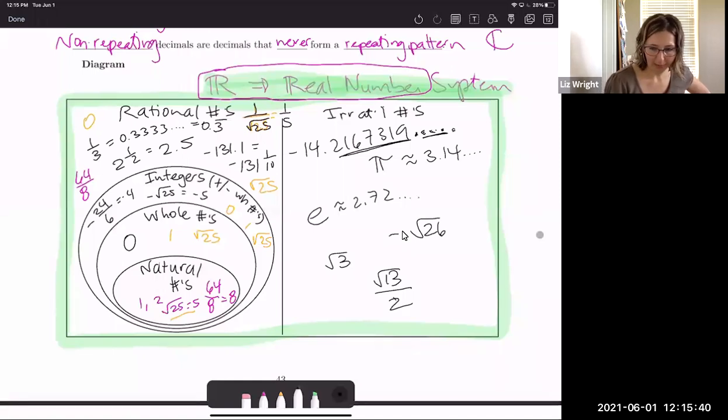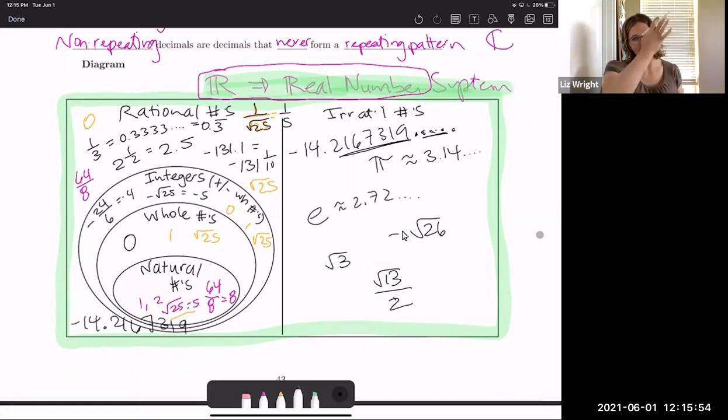If instead, I'm going to take that same number and I did negative 14.2167319 and it ended, that goes into the rational numbers category, because though it's a long decimal, it's a decimal that terminates. Same thing. I'm going to put it right here.